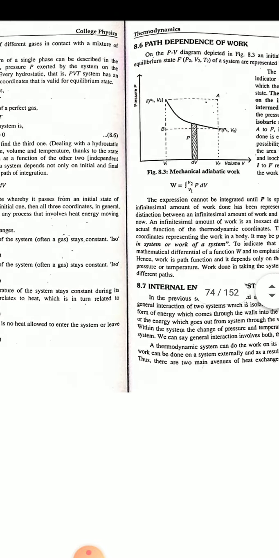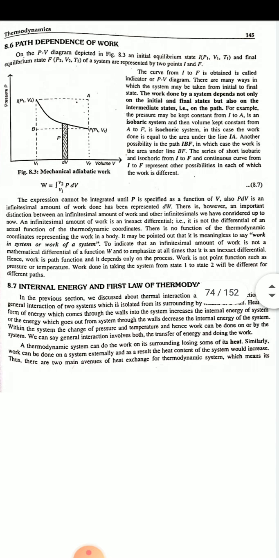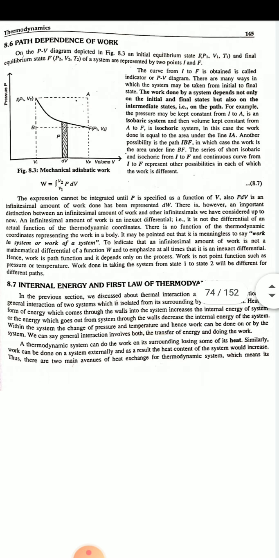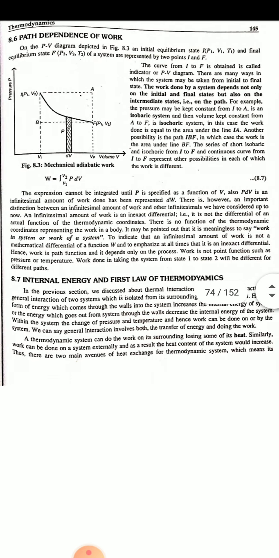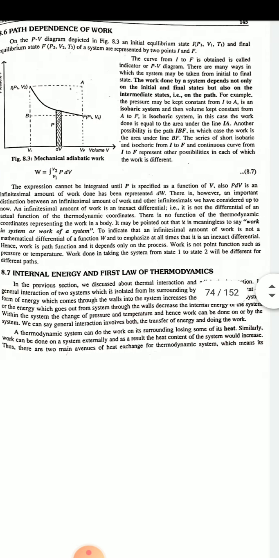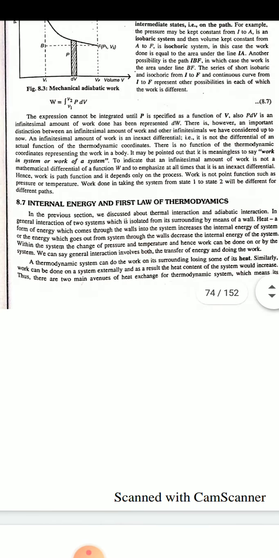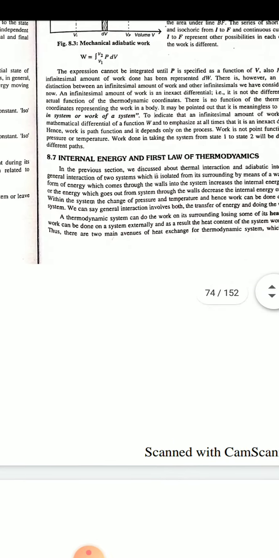Okay. Path dependence of the work. The work done by the system depends not only on the initial and final state but also on the intermediate states, that is, on the path. Work is a path dependent function, that may come for the MCQ. Then internal energy and the first law of thermodynamics, that we have to talk about.